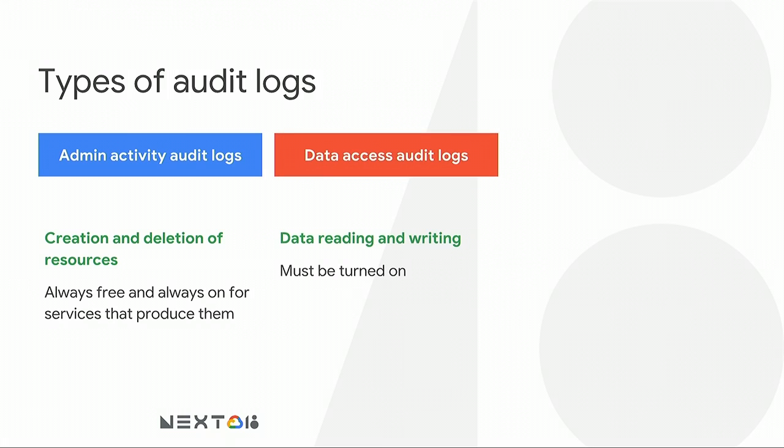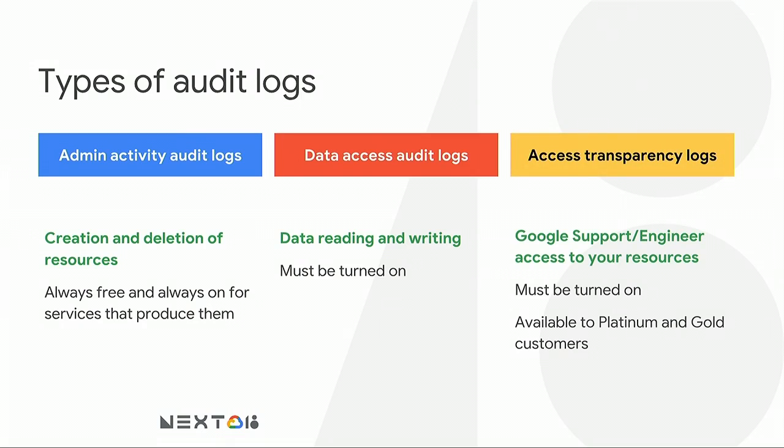The second type of audit logs is data access audit logs. These logs tell you about data reading and writing, and you must turn them on. If you think about your usage of the cloud, you read and write data a lot more than you create and delete resources. So these logs may be very high volume, and we'll talk a little bit about how to manage that volume.